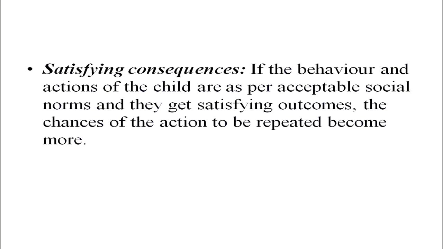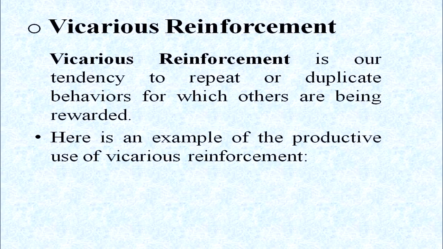Next is satisfying consequences. If the behavior and the actions of the child are as per acceptable social norms, they get satisfying outcomes, and the chances of the action being repeated become more. If a child gets appreciation from his parents for reciting a poem, he will do it again and again to get the satisfying consequences. Next, vicarious reinforcement also helps in imitation.